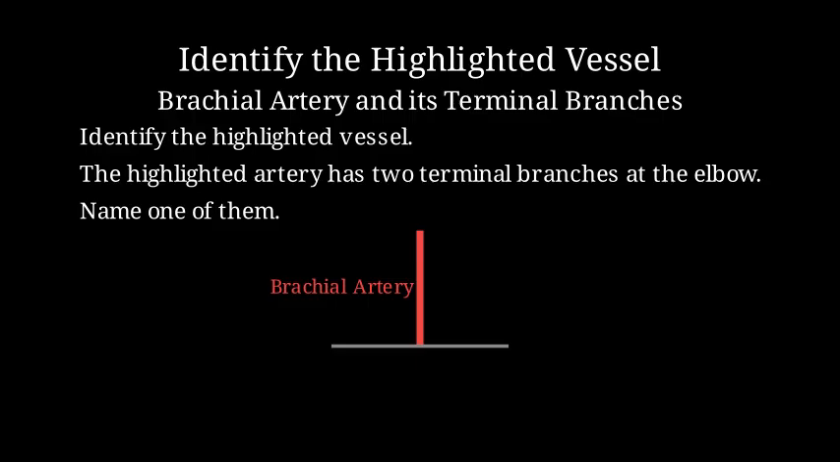As it approaches the elbow, it travels through the cubital fossa. At that point, it will divide into its terminal branches. Here, at the cubital fossa, the brachial artery splits into two branches. Let's reveal those terminal branches and label each one. One of these two terminal branches is the radial artery. Let's emphasize and name that vessel now.